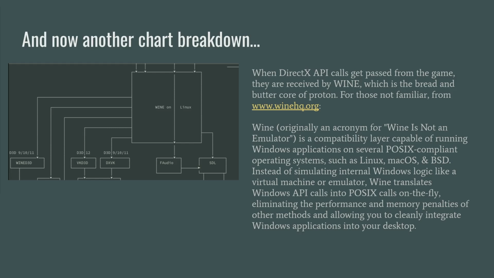So this is just an explanation here of Wine, its acronym. Wine is not an emulator. It's a compatibility layer capable of running Windows applications on several POSIX-compliant operating systems. This is pulled from Wikipedia. You can probably bring this up if you need to. I'm trying to get through all my content here because I've got quite a few slides. But that is just a definition of Wine and Wine's website. This is the core of what makes up Proton. This is the bread and butter.